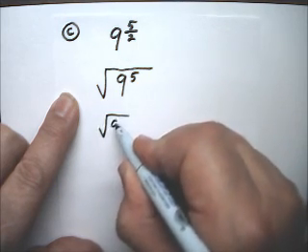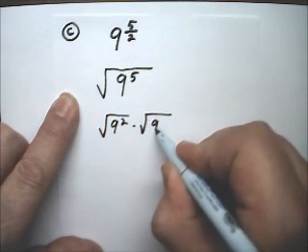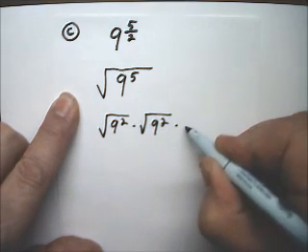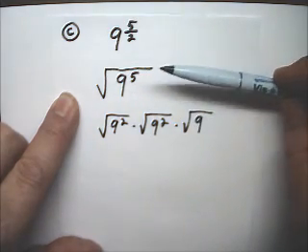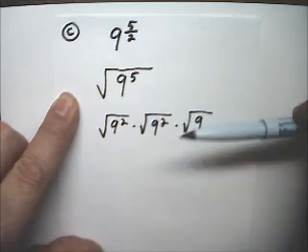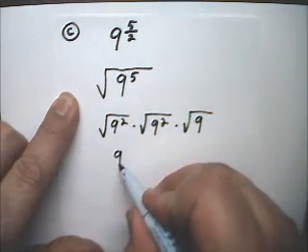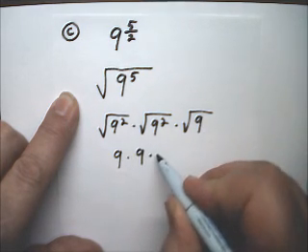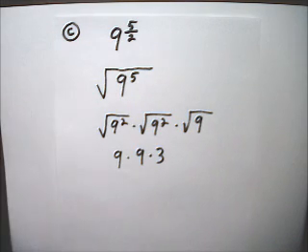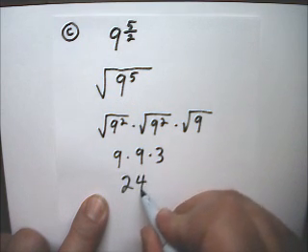This is the square root of 9 squared times the square root of 9 squared times the square root of 9. This is how we simplified square roots before. The square root of 9 squared is 9. The square root of 9 squared is 9. And the square root of 9 is 3. And if you multiply 9 times 9 times 3, you'll see that this is 243.